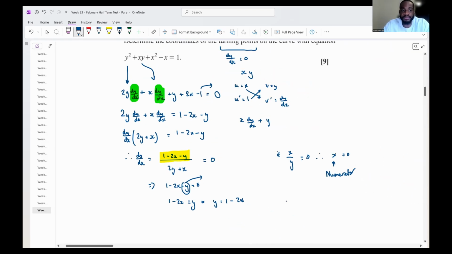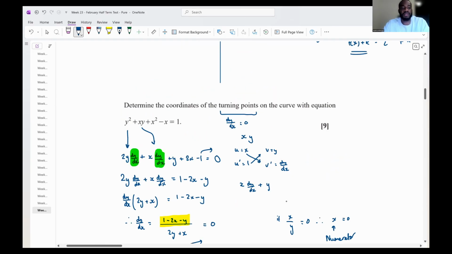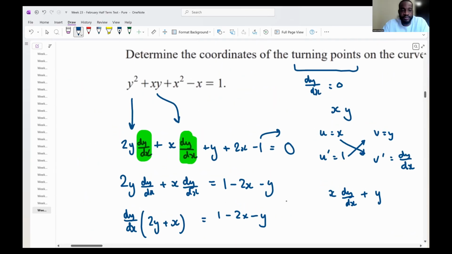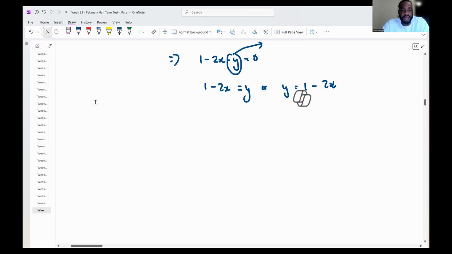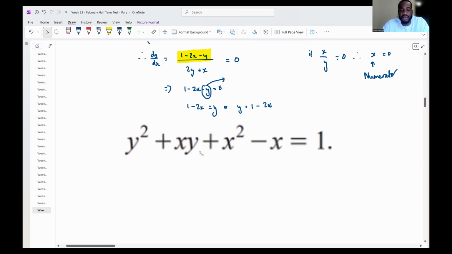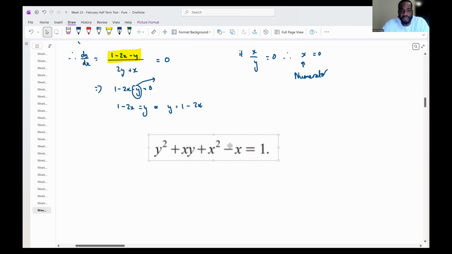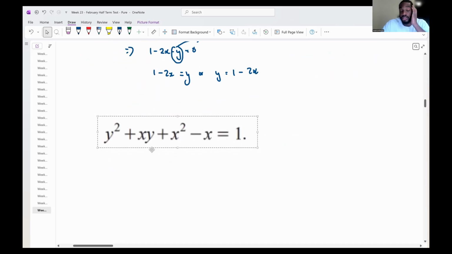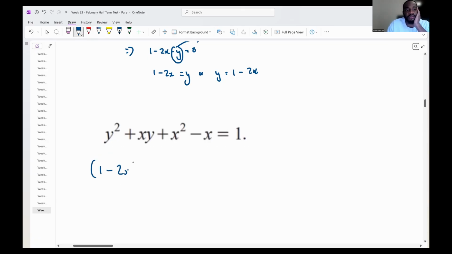Okay? So doing that, let me get the equation down here. Plugging that in, we're going to have 1 minus 2x all squared plus x times 1 minus 2x plus x squared minus x is equal to 1. Have I done that correctly? I have y, that looks fine to me. It's all in terms of x, let's expand.